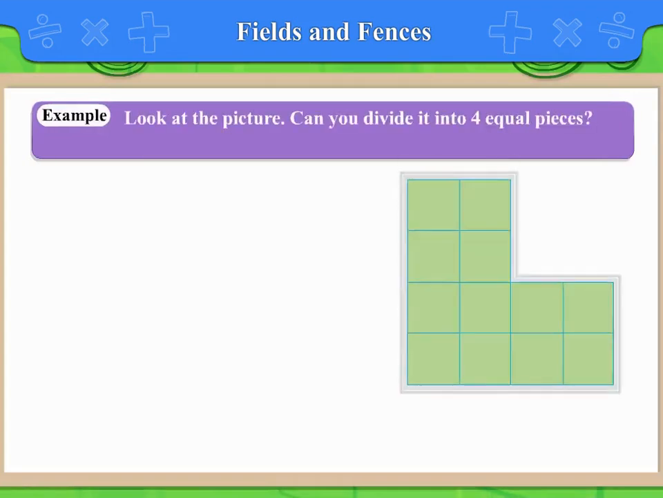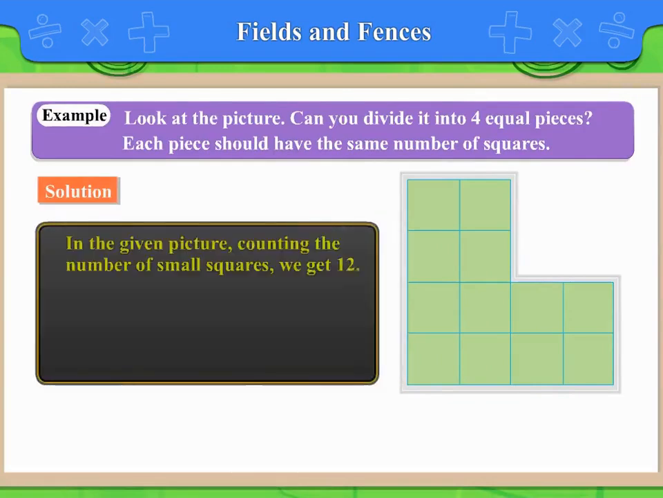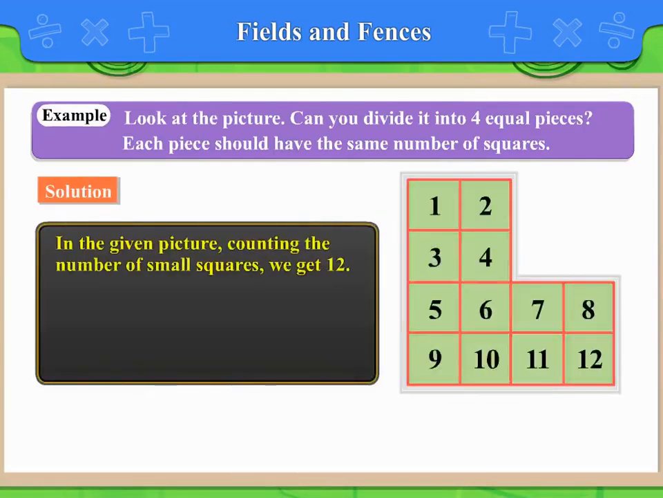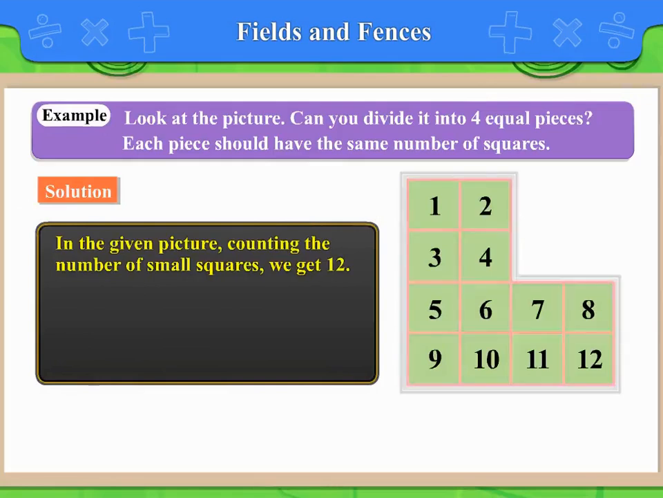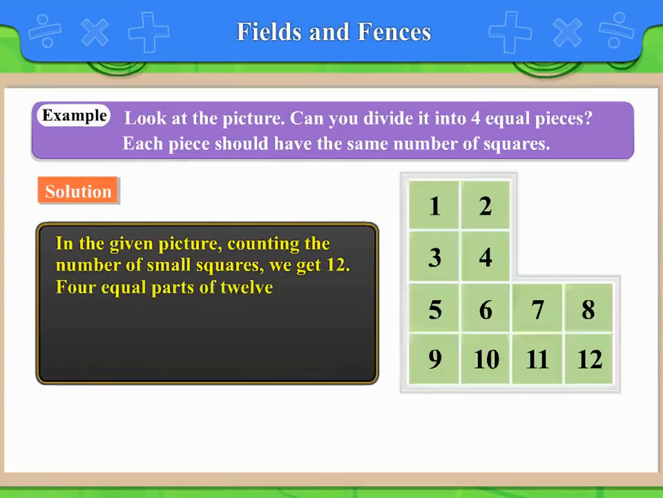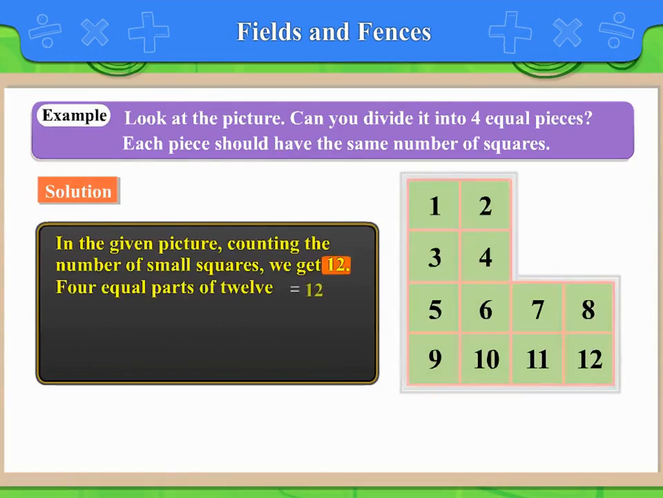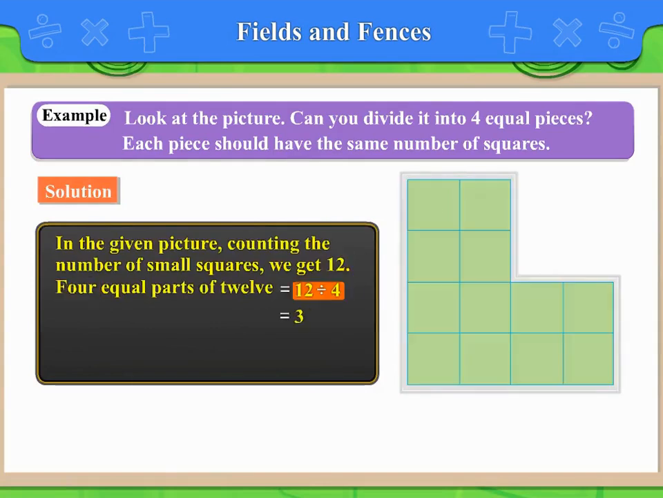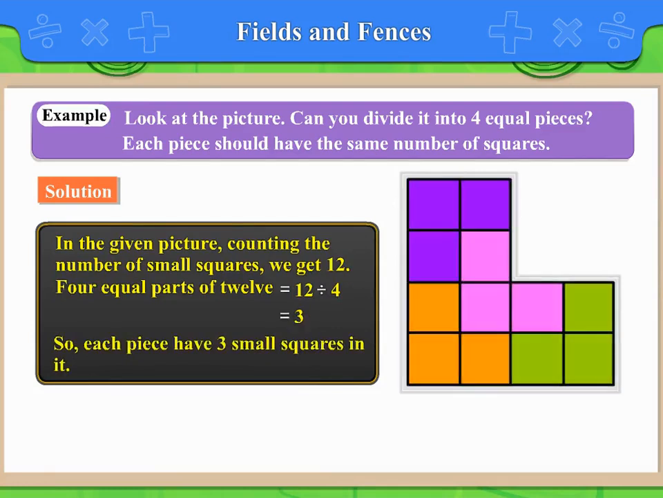Example. Look at the picture. Can you divide it into 4 equal pieces? Each piece should have the same number of squares. Solution. In the given picture, counting the numbers of small squares, we get 12. To make 4 equal parts of 12, divide 12 by 4. The answer obtained is 3. So, each piece has 3 small squares in it. Look how they can be divided into 4 equal parts.